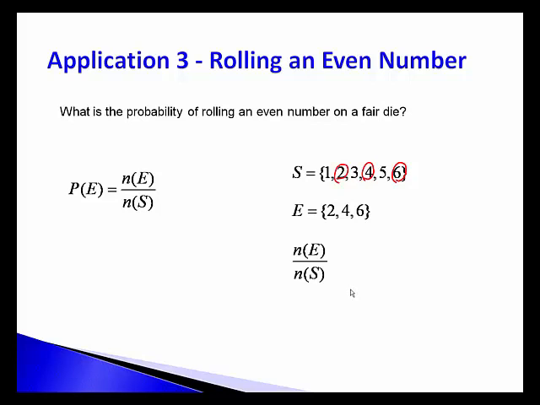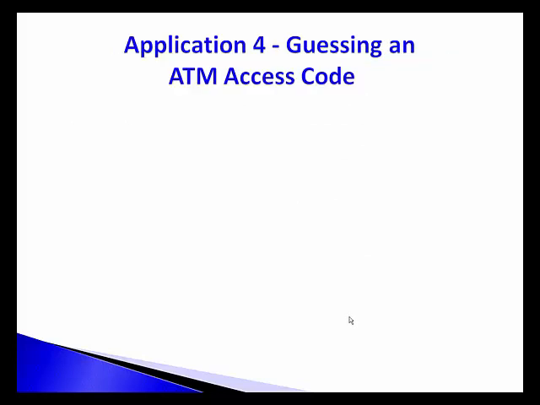Probability is the number of outcomes that make it true divided by the total number of outcomes. So it's equal to 3 over 6. 3 of these, 6 of these. Reduce it to 1/2.